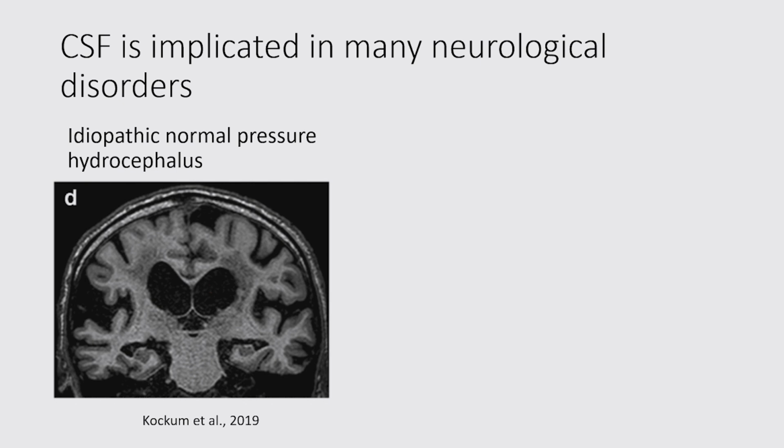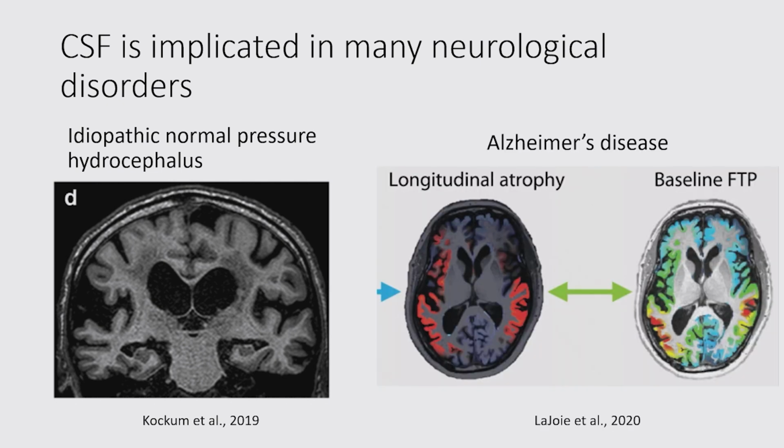Idiopathic references the fact that we don't know why, this just happens. And unfortunately, these people experience problems with their gait, with incontinence, and this leads to dementia. But what's quite remarkable is if you can diagnose it, put a shunt in, and drain that CSF, you can sometimes reverse this before the dementia occurs.